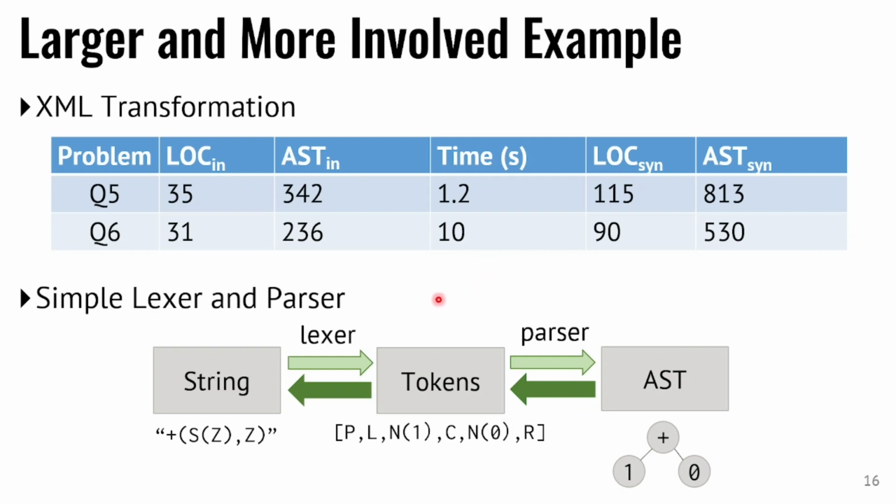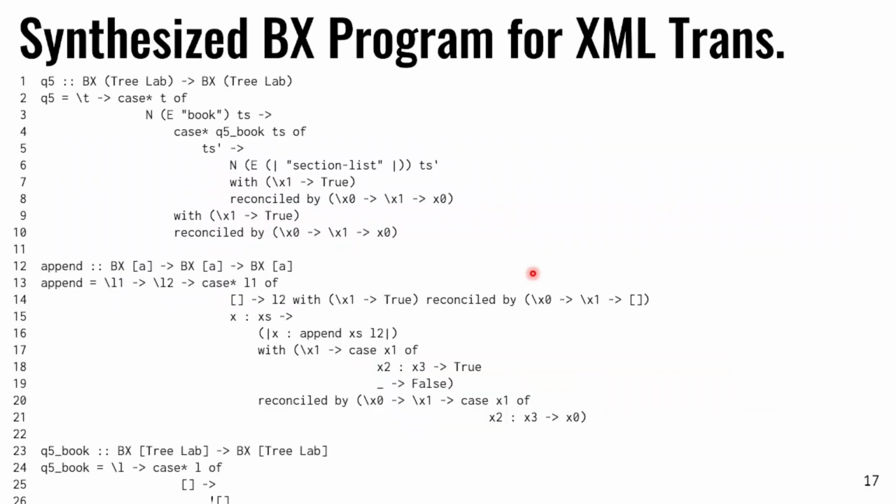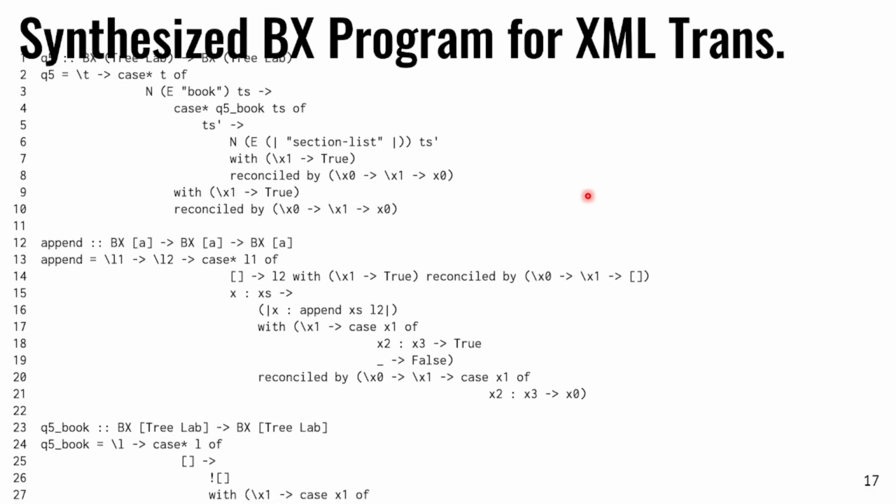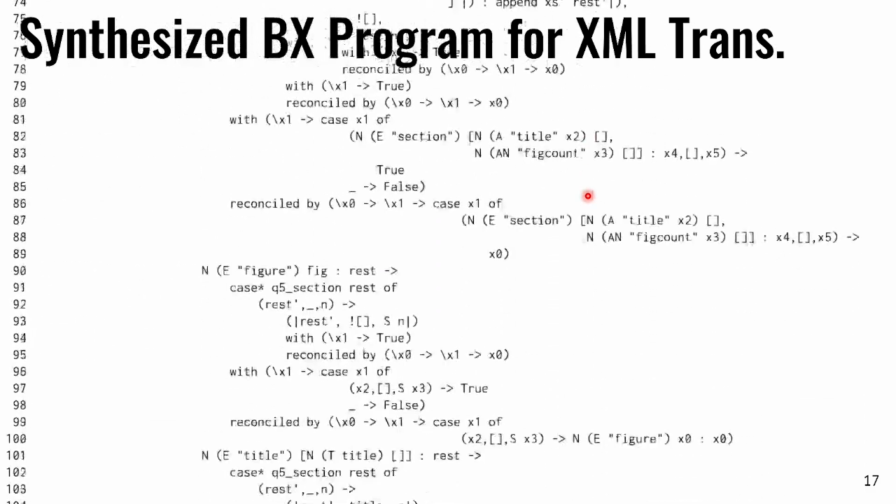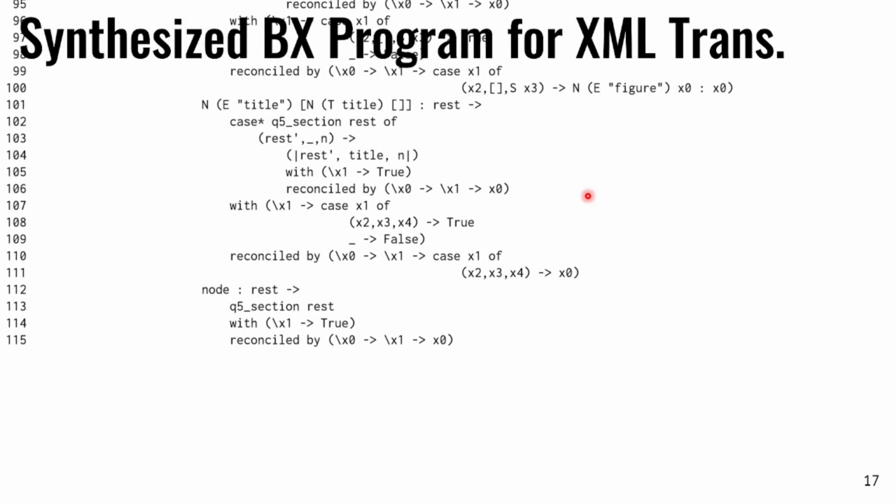And we also tried to synthesize a bidirectional lexer and parser. This is the biggest program that was synthesized by Synbit among the experiment transformation experiments. From a unidirectional program whose line number is 35, Synbit succeeded in synthesizing a 115-line program. This is so big.